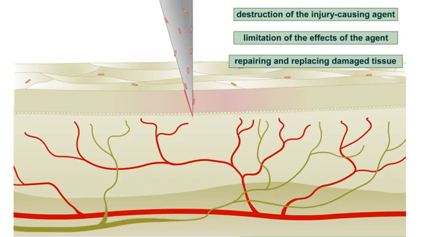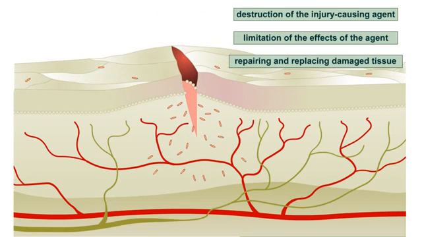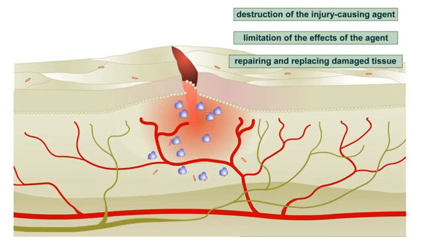Inflammation leads to repair and replacement of damaged tissue when possible. Different tissues have different capacities to regenerate themselves. While the outer layer of skin is able to completely repair a small cut, leaving no scar, cardiac muscle tissue does not regenerate at all.